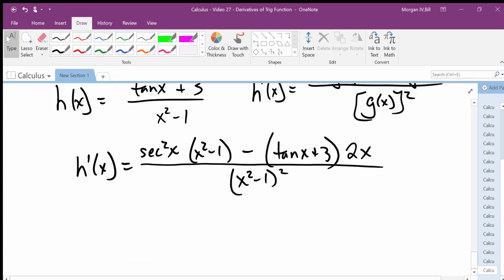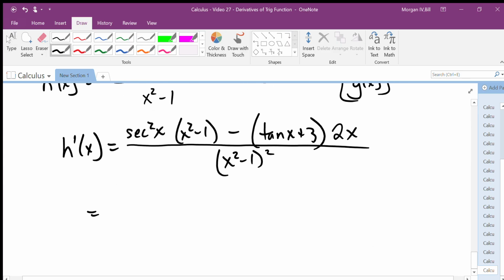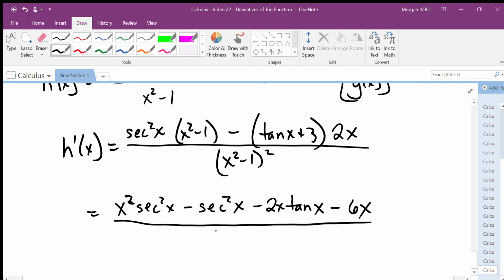And let's see if we can simplify. I'm not sure much is going to simplify here, but let's go ahead and distribute. We've got the secant squared of x times x squared. That's x squared secant squared of x. We have the secant squared of x times negative 1, so that's just minus secant squared of x. The negative sign, so we're subtracting the 2x times tangent of x, that's minus 2x tan x. And again, the minus sign times the 3 times the 2x is minus 2x times 3 is 6x, over x squared minus 1 squared.